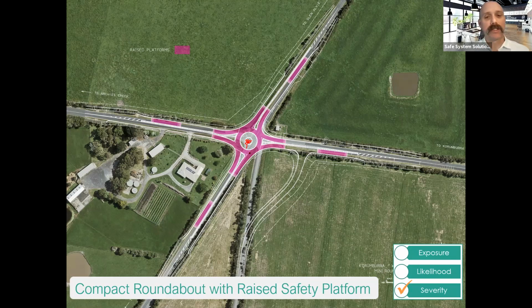Now, some jurisdictions are okay with straight approaches. Some jurisdictions always want reverse curves, which are basically chicanes on the approach into a roundabout to slow you down on the approach. People were worried about the speeds of approach. So, again, some raised platforms on the approaches.